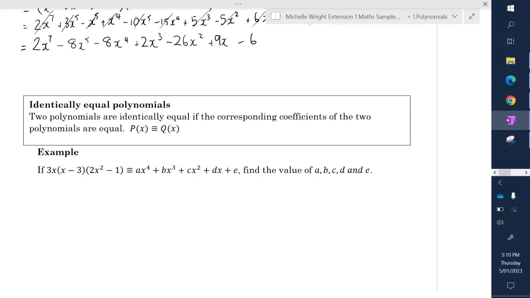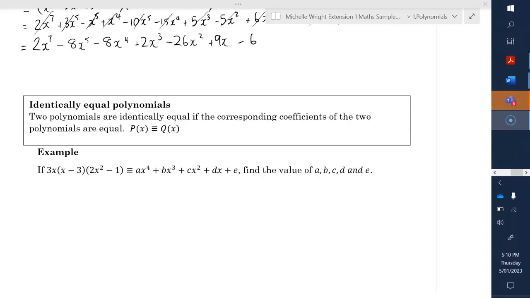The example says if I've got 3x times x minus 3 times 2x squared minus 1 is equal to this polynomial, find the values of a, b, c, d, and e. They're identically equal. We just need to expand that first polynomial out so we get something that looks like this, and then we can just equate polynomials. So I'm going to have a look at the left-hand side there, and we're going to fix that up and equate our coefficients. Probably the easiest way to do this would be to multiply our first two brackets together.